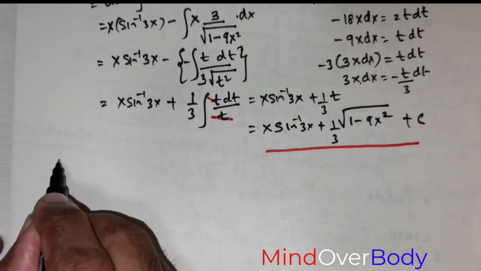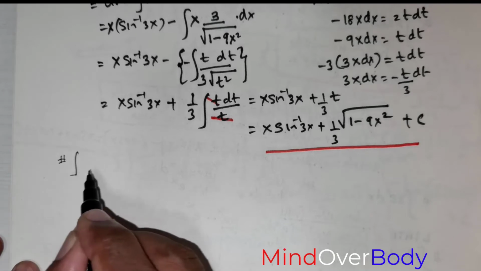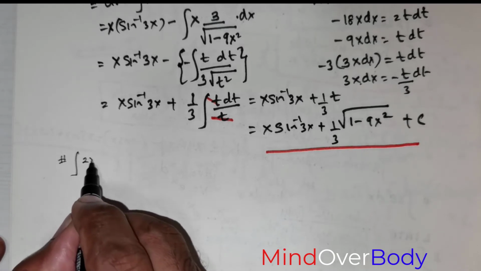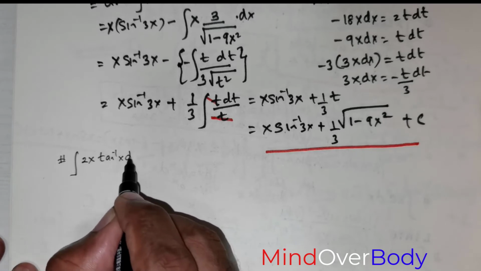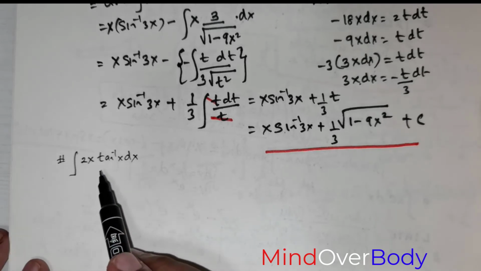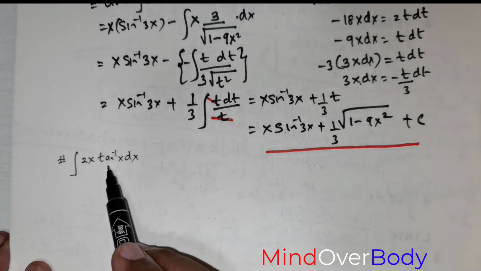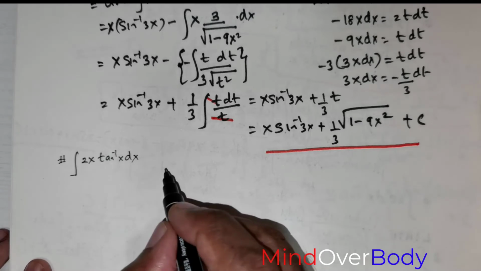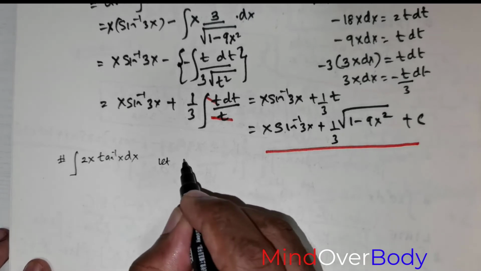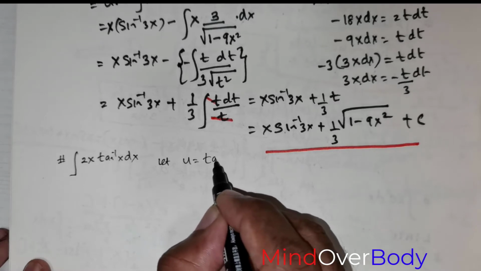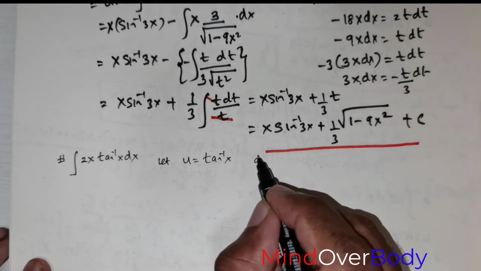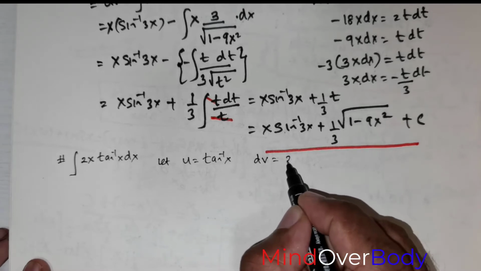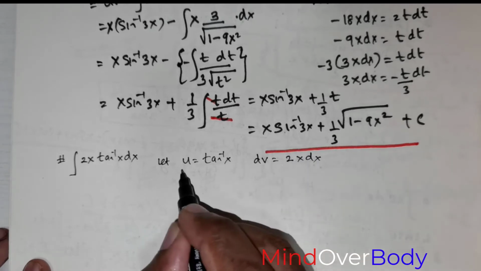Students, let me squeeze one more question here. We are expected to integrate 2x times tan inverse of x times dx. So you can clearly see this is an inverse function, and inverse function comes before algebraic functions. So I'll start off with taking u to be equal to tan inverse of x and my dv to be equal to 2x times dx.